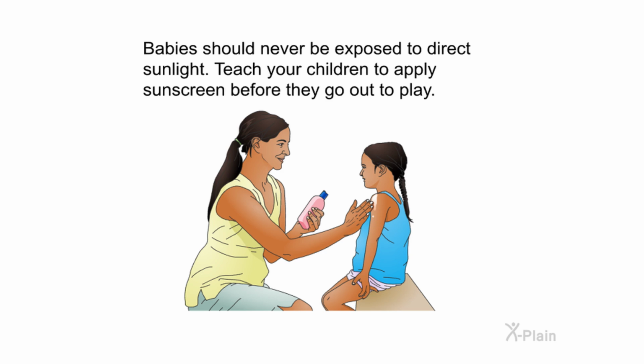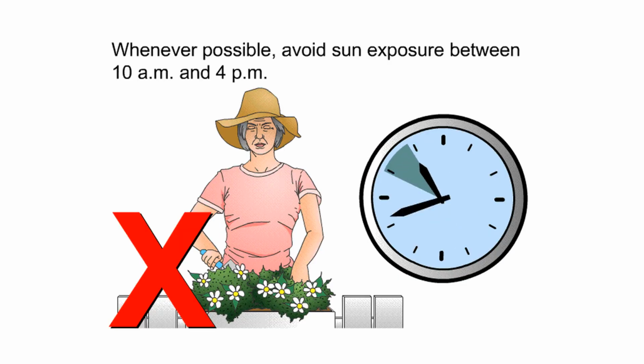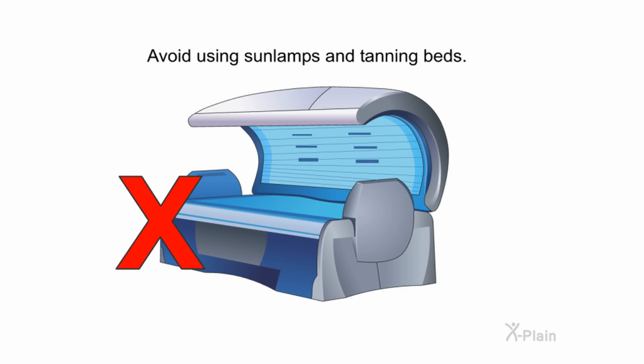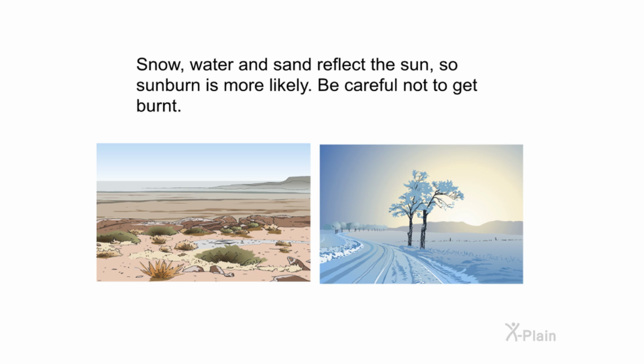Babies should never be exposed to direct sunlight. Teach your children to apply sunscreen before they go out to play. Whenever possible, avoid sun exposure between 10 a.m. and 4 p.m. Avoid using sun lamps and tanning beds. Snow, water, and sand reflect the sun, so sunburn is more likely. Be careful not to get burnt.